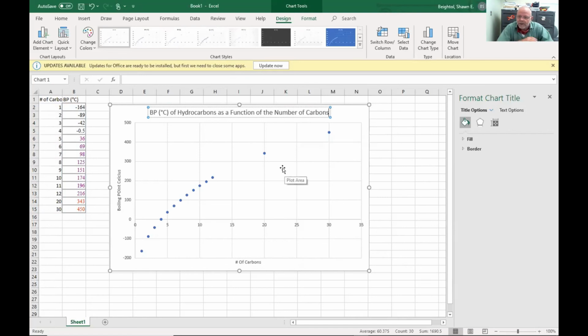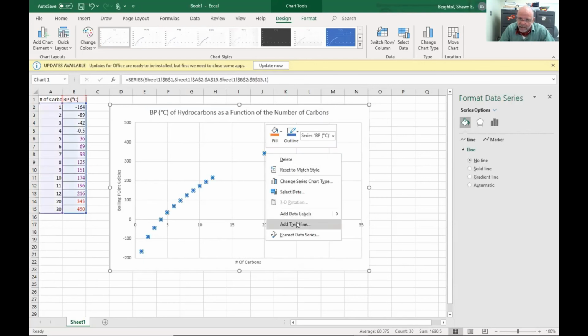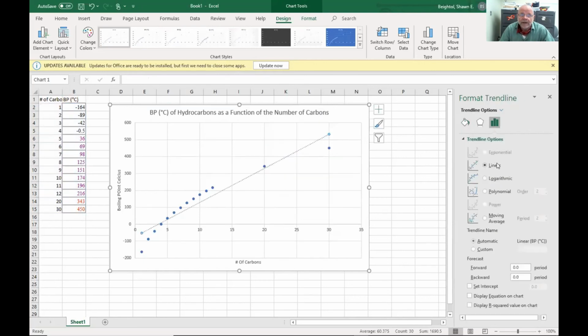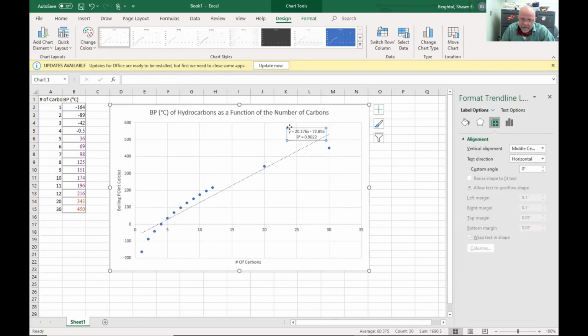I'm just about done. Here's the part that most people did not understand how to do. Right-click the data point, add a trend line, make it straight, display the equation on the chart, display the R² value on the chart. I'm going to talk about that in just a second. There it is. I'm going to move it out of the way a little bit. The R² value is kind of like a quiz grade on whether or not there's a relationship between the data. Notice it says 0.90. Consider it like a percentage. That's like saying there's a 90% chance that there is a relationship between the boiling point and the number of carbons.